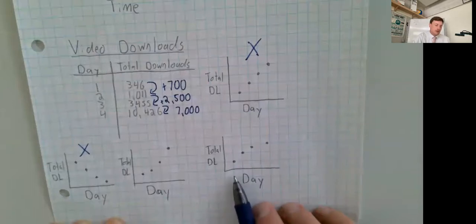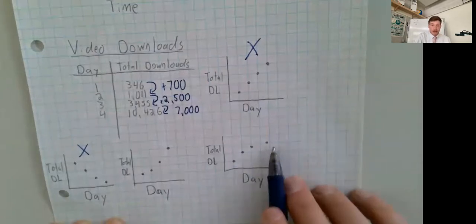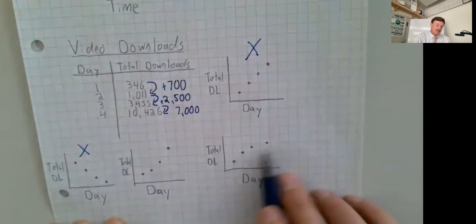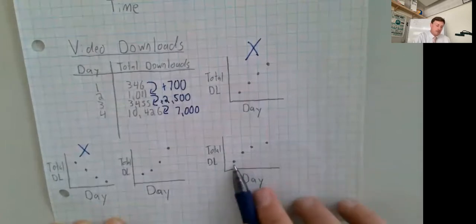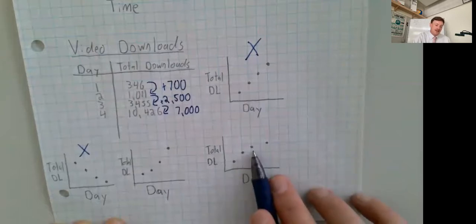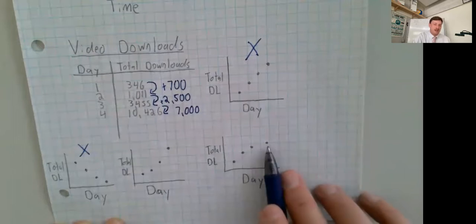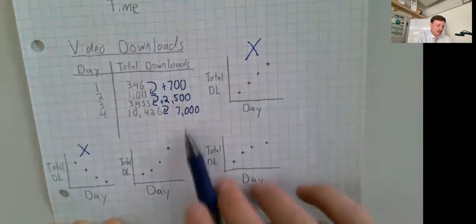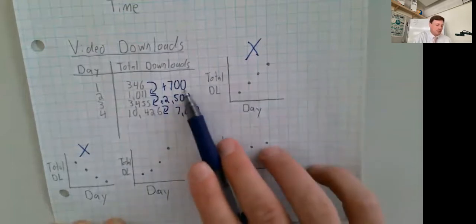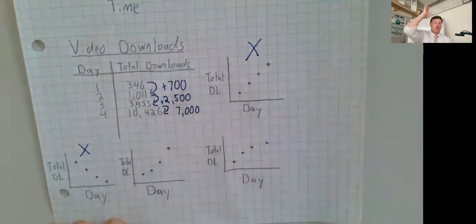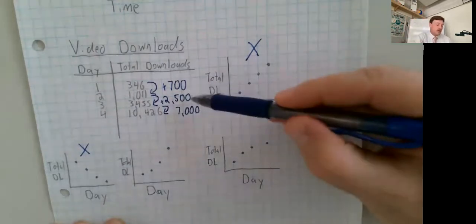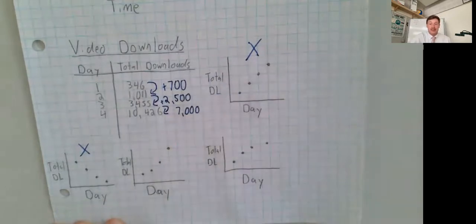How about this one? It's increasing, so that's good. But it looks like it's kind of tapering off, where it was a big increase from day 1 to day 2, and then another increase, but it wasn't as big. And then from 3 to 4, it was an increase, but it got even smaller. That's kind of the opposite of what's happening here, because with each day, I'm getting more and more downloads. I'm increasing even further. I went from 700 to 2,500 to 7,000. So that one's not going to work either.